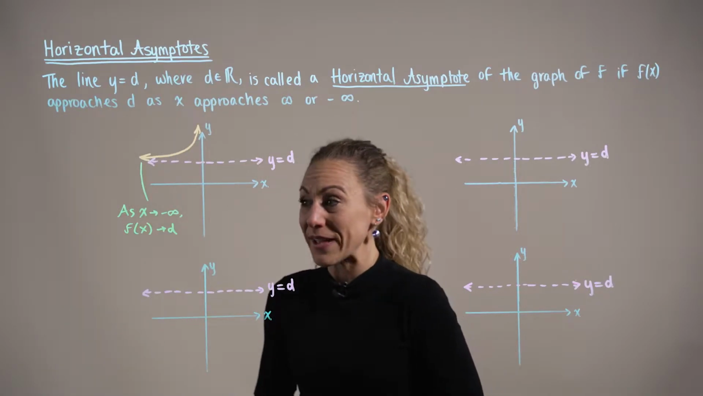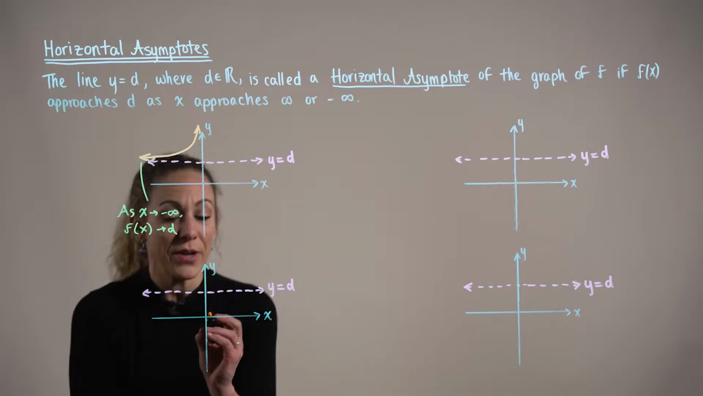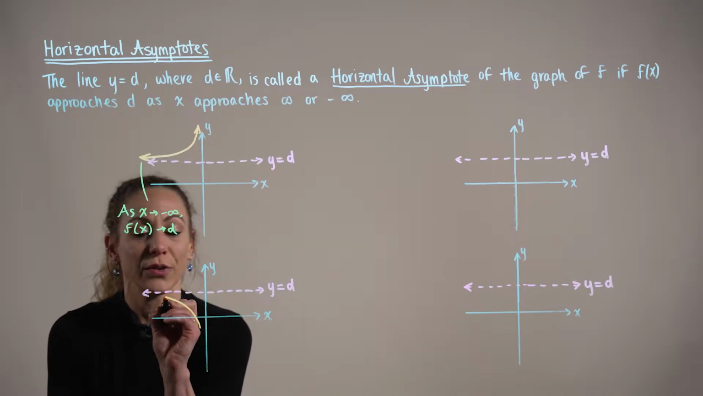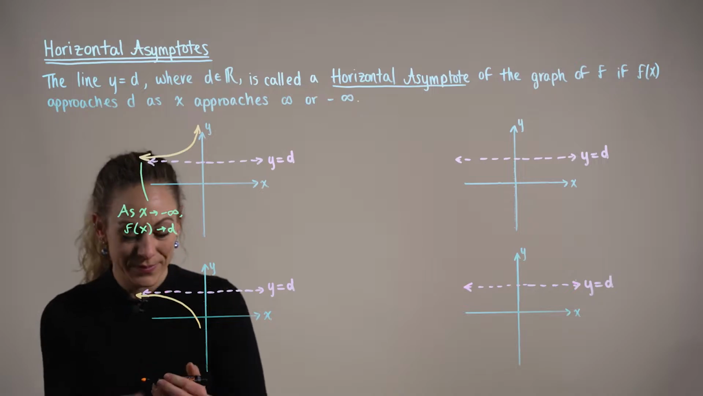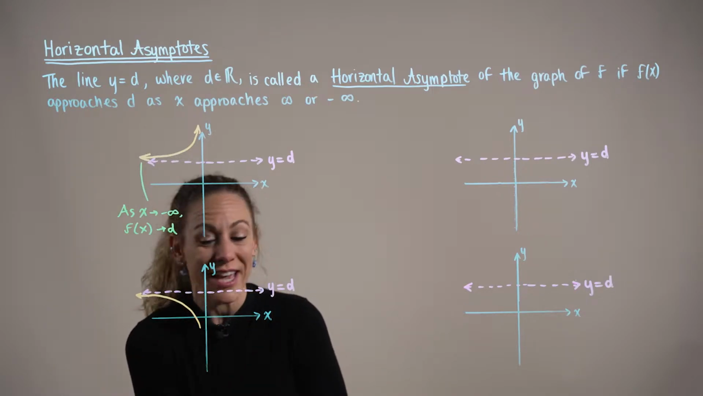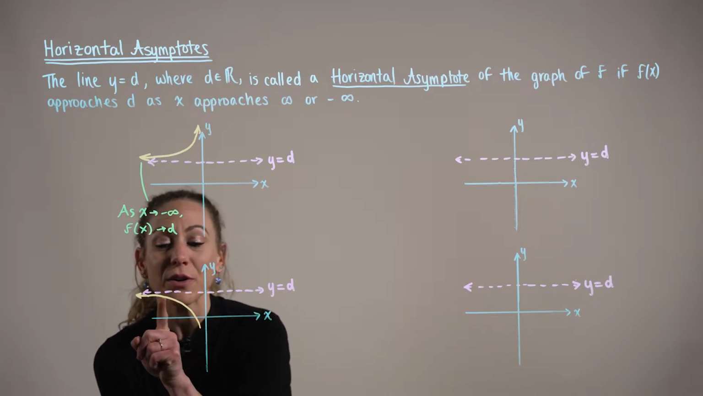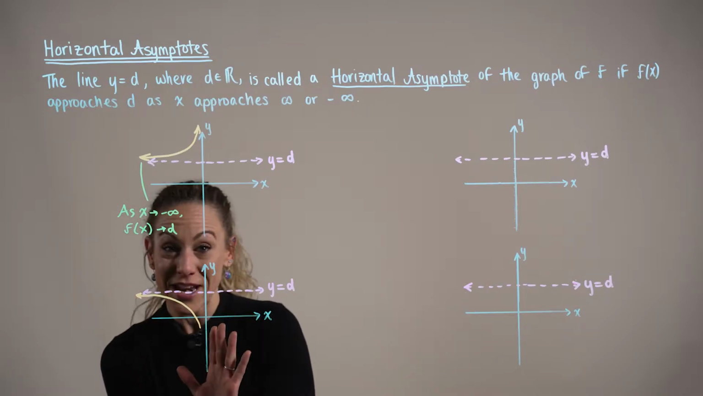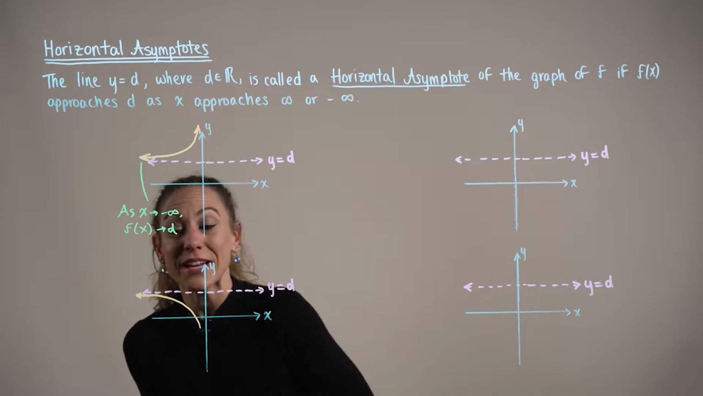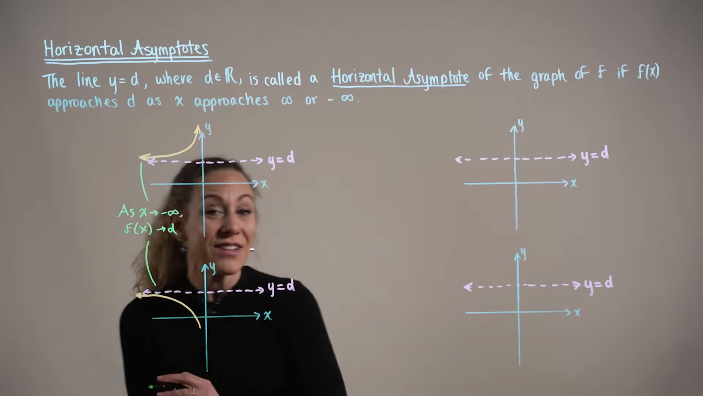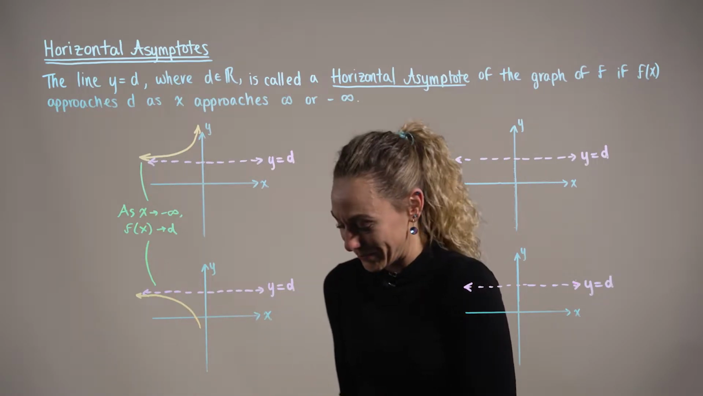Now, alternatively, on the left-hand side, we could have the graph of the rational function looking something like this. And just like with the first case, as x approaches negative infinity, these y values are approaching that constant d, but never crossing. So we can actually use the same infinite end notation that we did in case 1.